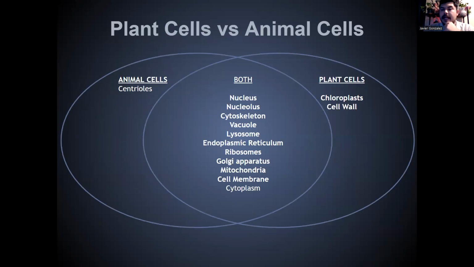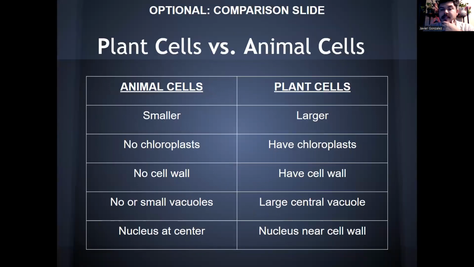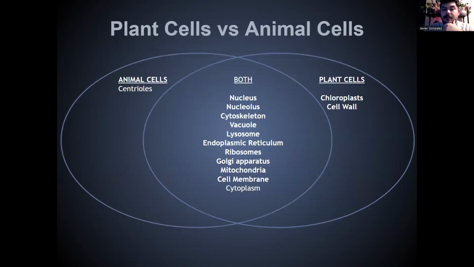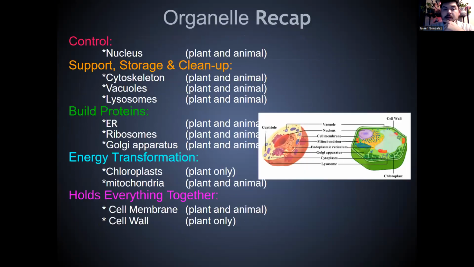Here's another way to look at the plant versus animal cells. If you don't like the last way it was set up in table form, we also have a Venn diagram. And then here's just a recap slide. This is a good source you guys can use to fill out that worksheet and summarize some of the functions of the organelles inside of the cell.